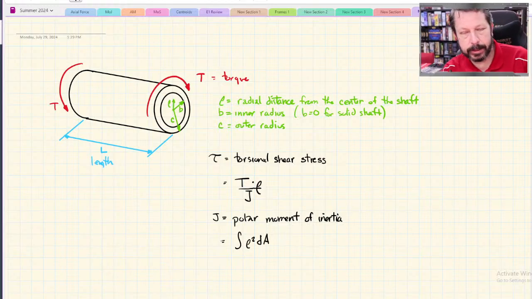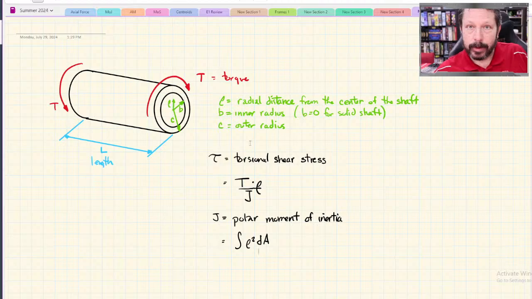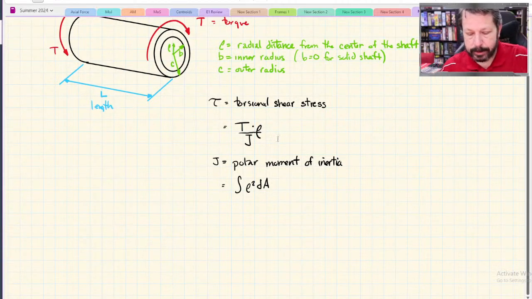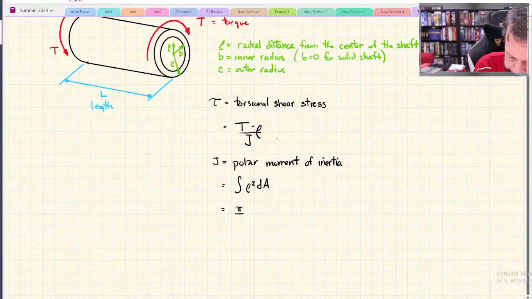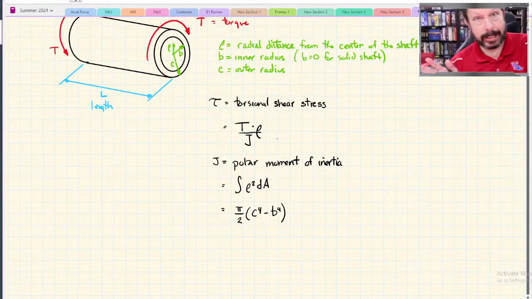Rho is the same thing we just talked about, that radial distance. We are only going to use circular shafts, and this is where things would diverge if we were not using circular shafts. So instead of having to integrate rho squared dA for every cross section, since we're only using circular cross sections, we can just evaluate the integral of rho squared dA as pi over 2 times c to the fourth minus b to the fourth. So c and b are those outer and inner radius numbers.